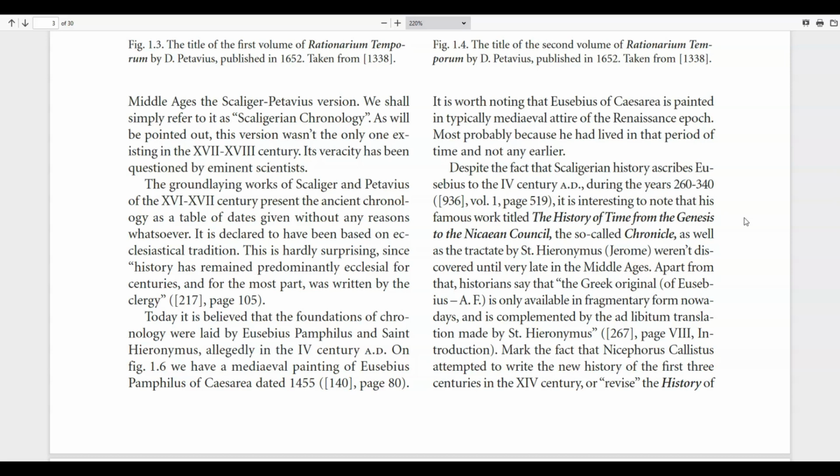Today it is believed that the foundations of chronology were laid by Eusebius Pamphilus and Saint Hieronymus, allegedly in the 4th century AD. We have a medieval painting of Eusebius Pamphilus and Caesarea dated 1455. It is worth noting that Eusebius of Caesarea is painted in typically medieval attire of the Renaissance epoch, most probably because he had lived in that period of time and not any earlier.